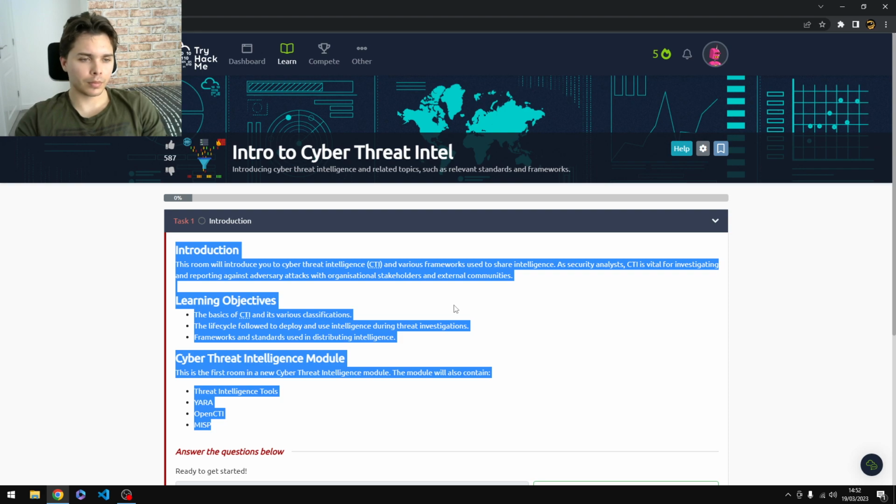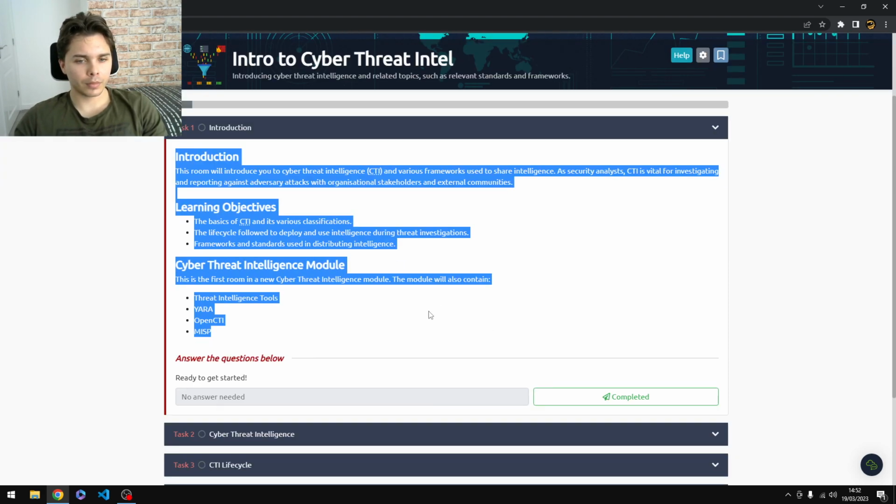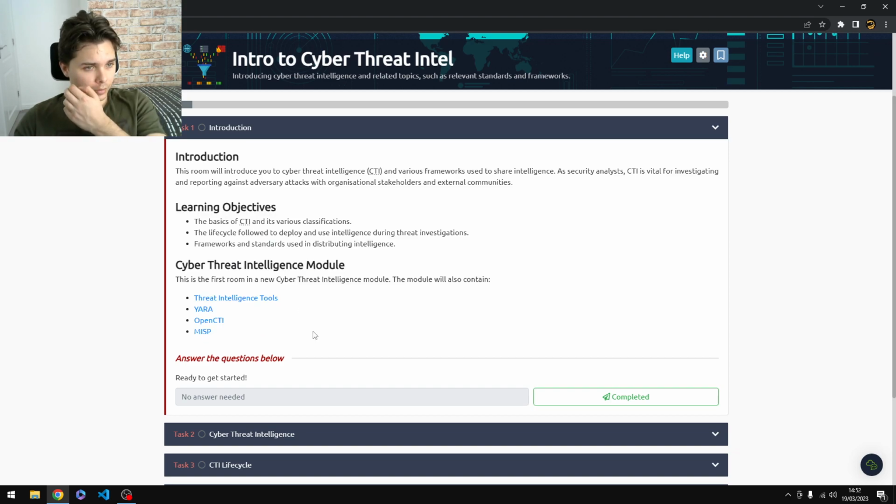Cyber Threat Intelligence Module. This is the first room in a new Cyber Threat Intelligence module. The module will also contain Threat Intelligence Tools: Yara, OpenCTI, MISP.